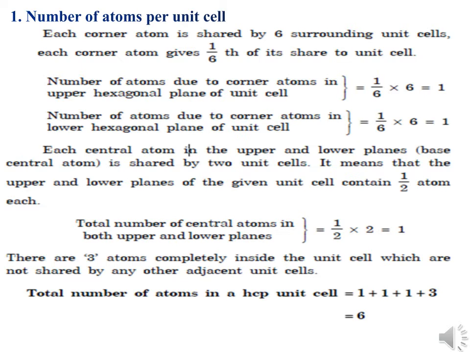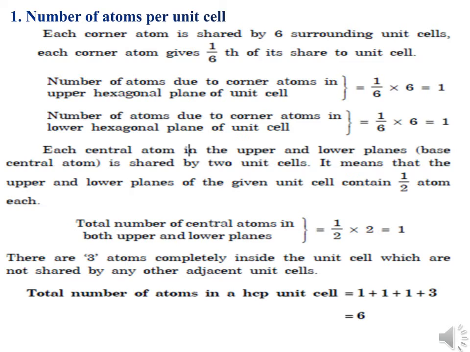First characteristic: number of atoms present per unit cell. First consider the total number of corner atoms, top layer and bottom layer, per unit cell. Each corner atom is shared by 6 surrounding unit cells. So each corner atom is shared by 1 by 6 of this unit cell.